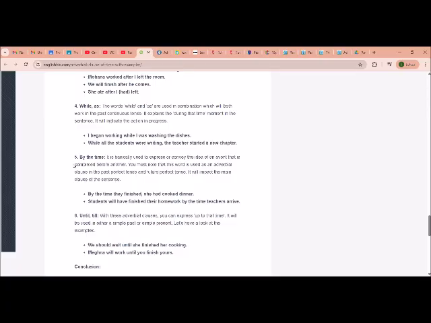Yes, teacher. By the time is basically used to express or convey the idea of an event that is completed before another. You must note that this word is used as an adverbial clause in the past perfect tense and future perfect tense. It will impact the main clause of the sentence. By the time they finished, she had cooked dinner. Students will have finished their homework by the time teachers arrive.